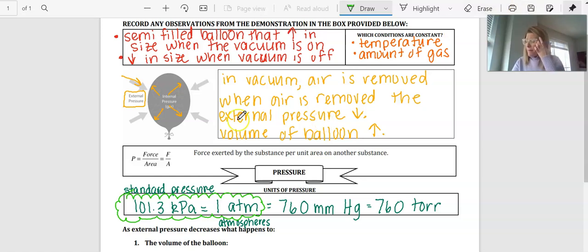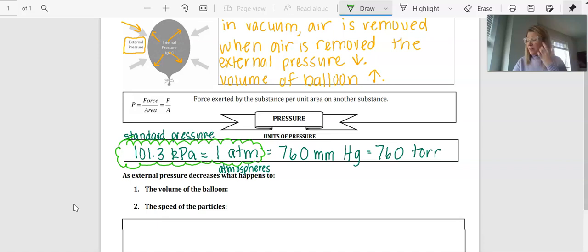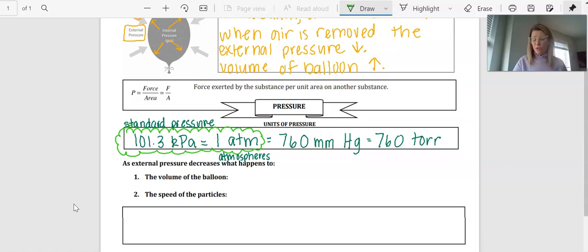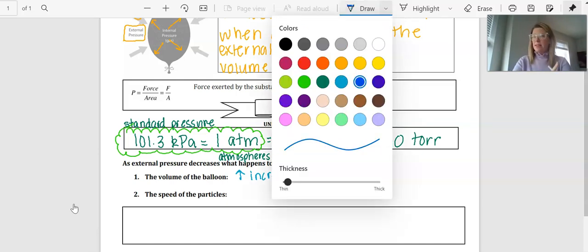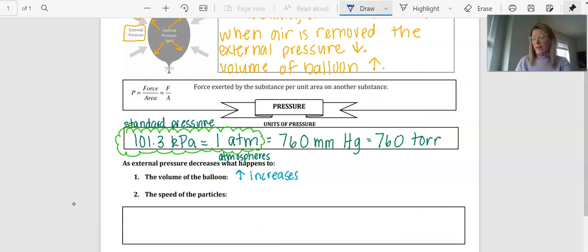All right, so back to Boyle's Law. Okay, as external pressure decreases, what happens to the volume of the balloon? What's going to happen to that volume? So again, as we take away the air pressure, the volume of the balloon increases. Okay, increases. What happens to the speed of my particles? Okay, and this is kind of a trick question, so I want you to really think about it. What happens to the speed of my particles? Okay, if you said that they stay the same, then you are correct, right?